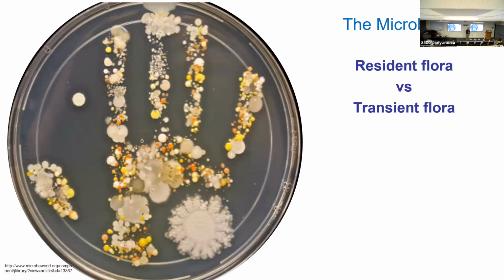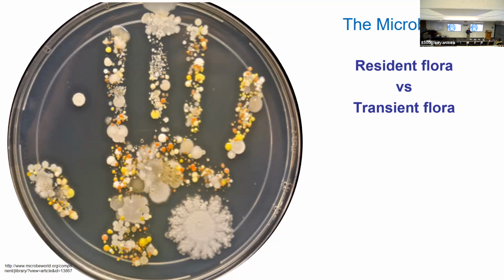We have all sorts of organisms that live with us. Some of them are resident flora. By resident flora, I mean they are with us for good, and that's part of what it means to be human. A classic example of this is Staphylococcus epidermidis. Every single human has it on his or her skin. Once you're born, it gets on there and colonizes. That's the place for it to be.